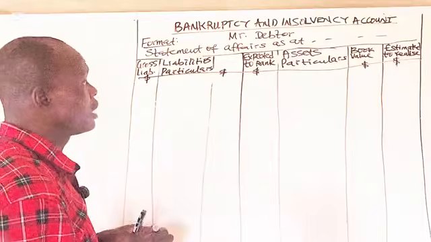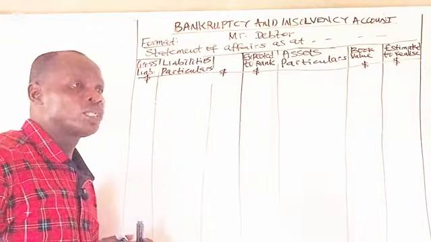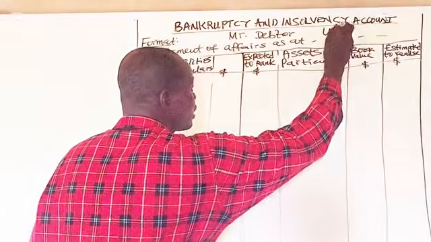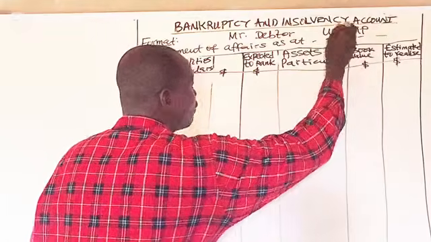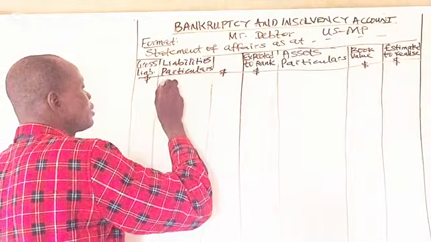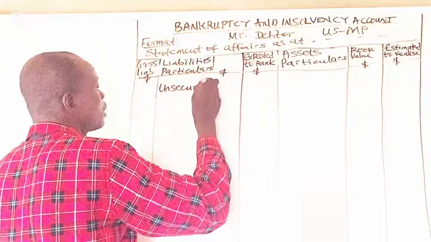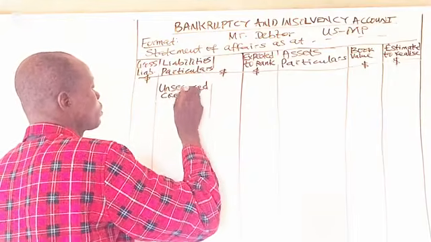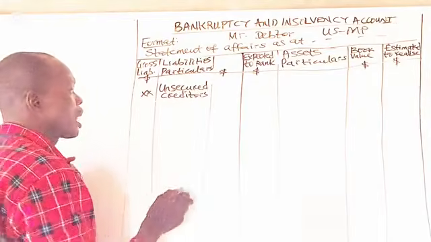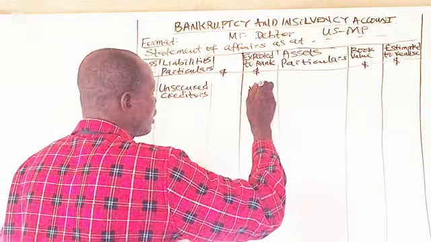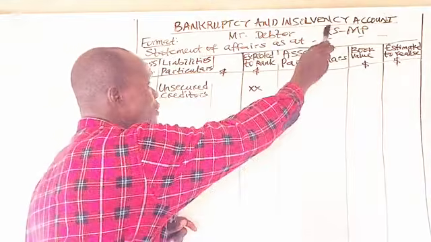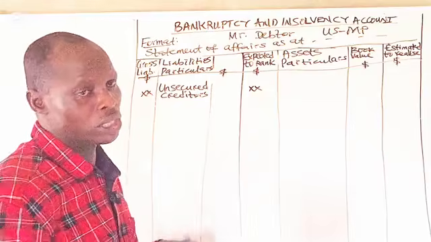So remember the mnemonic I gave you? That is USMP. That is the order of arrangement. The first letter is U, for unsecured creditors. How much is the unsecured creditor? You put it under the gross liability, then you put the amount under the expected to rank. That is unsecured creditors.